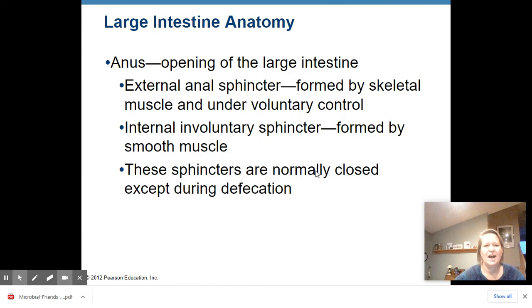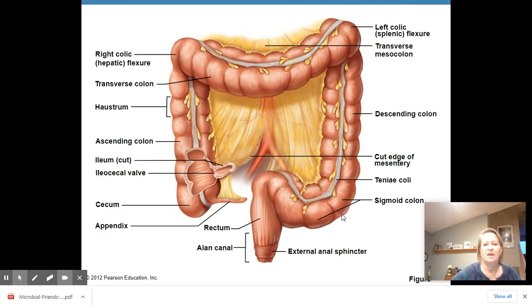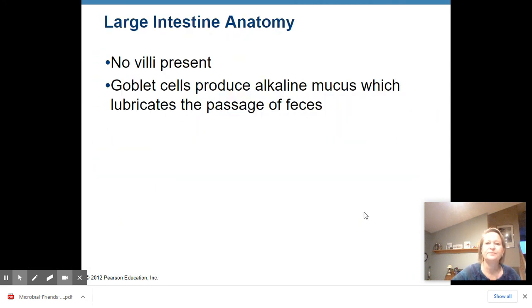the anus is the opening of the large intestine. It has an external and an internal sphincter. Your internal one is involuntary, and so when you feel you've got to go, it's letting you know. The external one is under skeletal muscle and voluntary control. When you are being potty trained, you are learning control over that external anal sphincter. These sphincters are normally closed except when it's time to go. And there's a picture of the whole thing again.